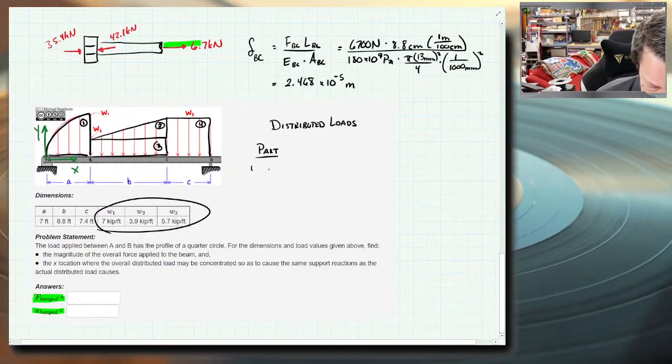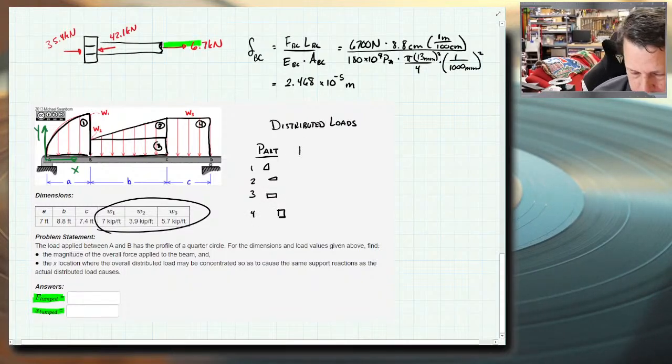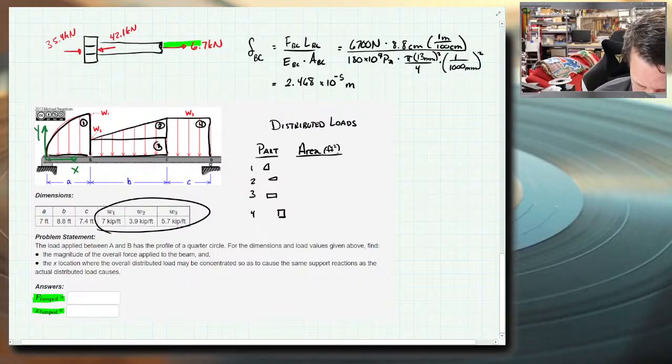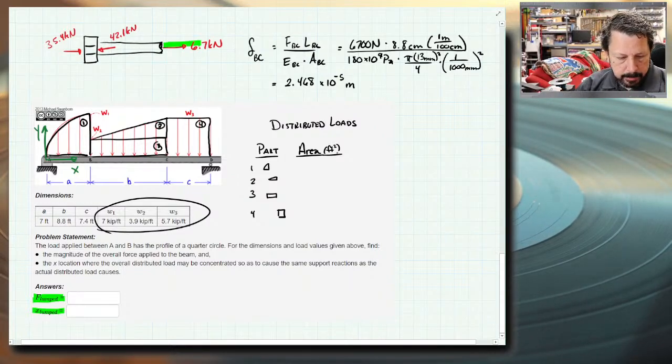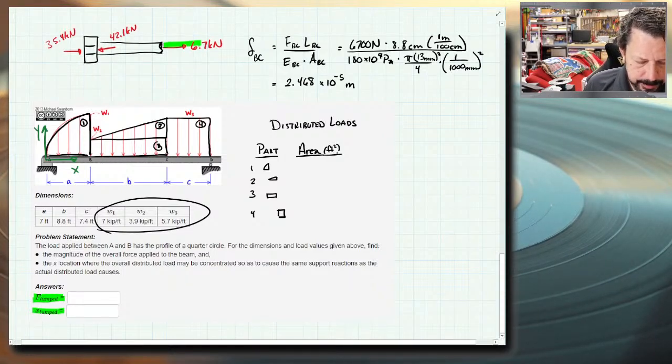Part 1 is a quarter circle, 2 is a little triangle, 3 is a rectangle under the triangle, and 4 is a rectangle off to the side. We calculate each of their areas. What units do we have? Feet, looks like. So the area of this quarter circle, I'm looking at W. All right, so they did actually make it a quarter circle. I was checking that it wasn't some kind of parabola.